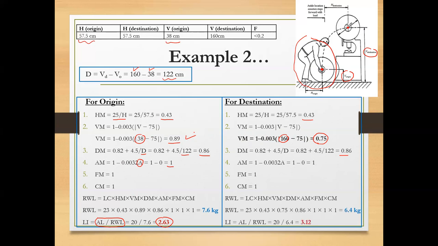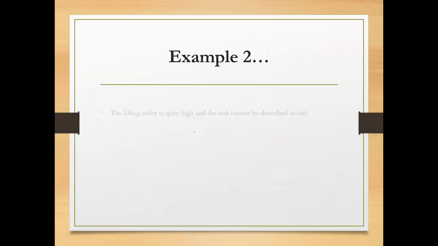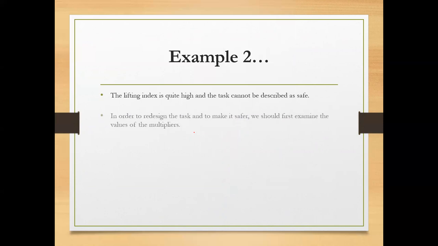So lifting index is 20 over 6.4, so that is 3.12. That is even larger. So we have to improve this task because it is very dangerous for this operator, and we have to come up with some solution. The lifting index is quite high and the task cannot be described as safe.